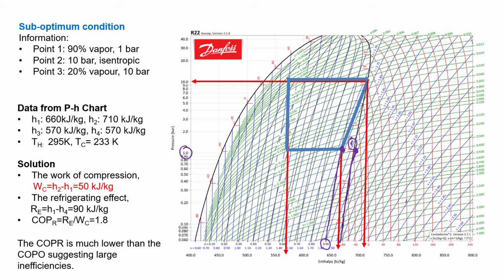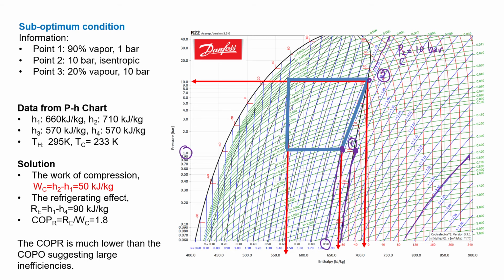It goes up to 8 bar, and you follow the isentropic line, the blue line. We follow this line, in this case somewhere here, and this is the point 2. You can see point 2. If you ask me what is P2, it is equal to 10 bar, given in the problem.